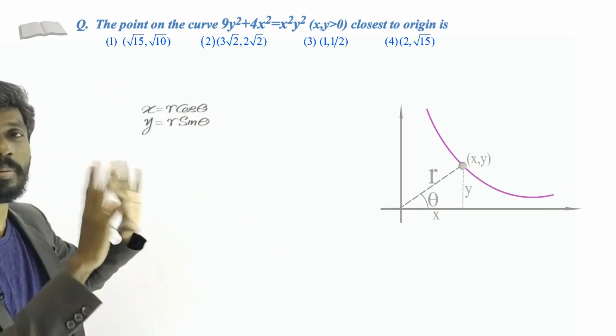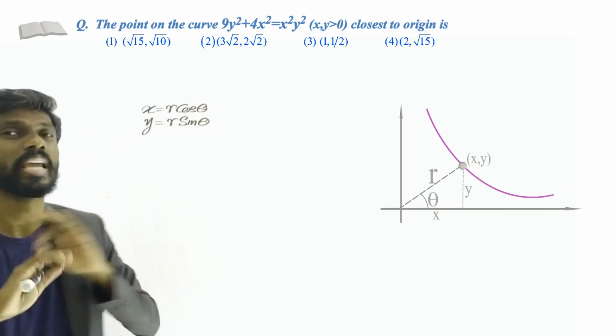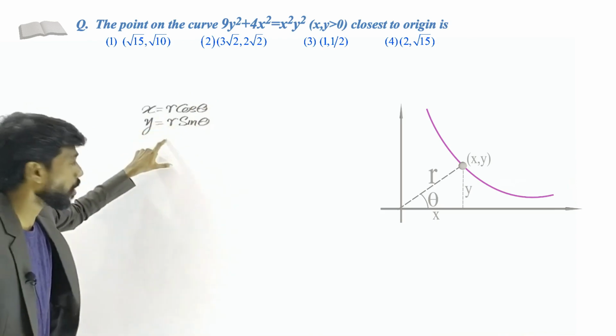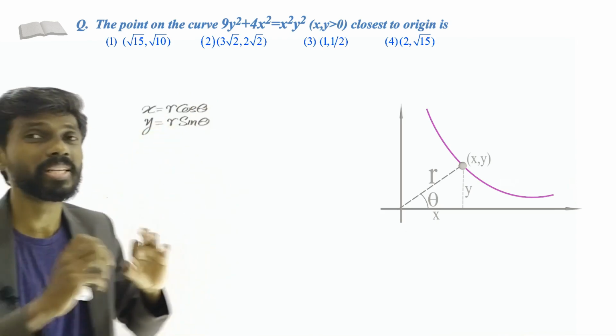That's all. Any point in the plane can be written in this form for some value of r and some value of theta. So this is any point in the plane, but we want this point to be on the curve. We assume that this point is on the curve, so it will satisfy that equation.